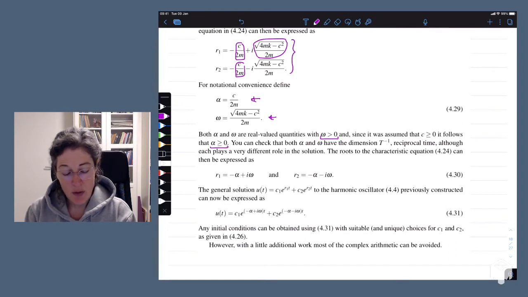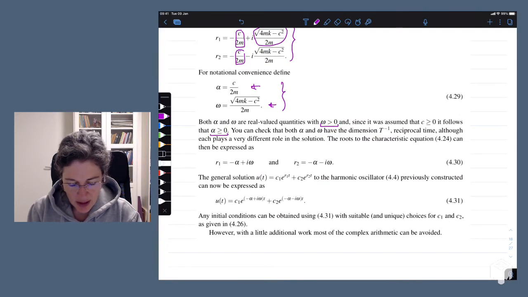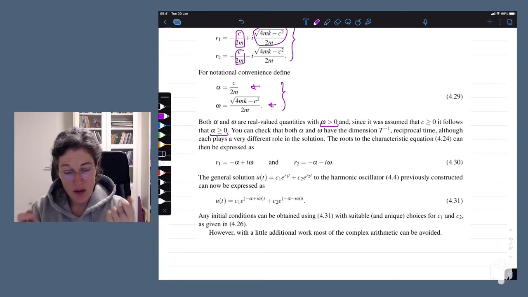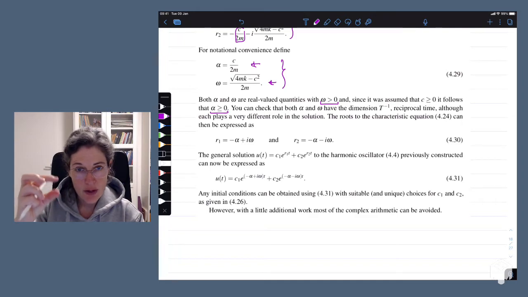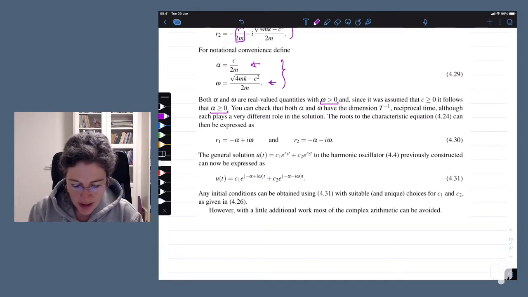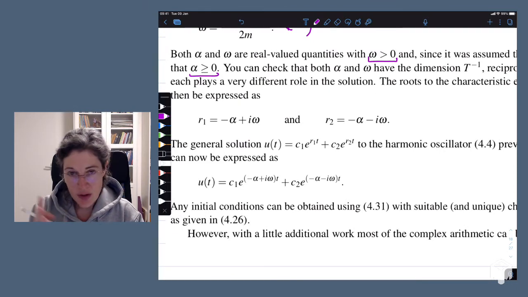But they play quite different roles. So using this very helpful notation that we have here, our first root is going to be minus alpha plus i omega, and our second root is going to be minus alpha minus i omega. So again, it's a complex conjugate pair. And so if we use alpha and omega, our general solution will look like this. It's going to have our constants, so it always has our C1 and our C2, which we'll solve for in the specific case, and it has e to the, and here are our roots.